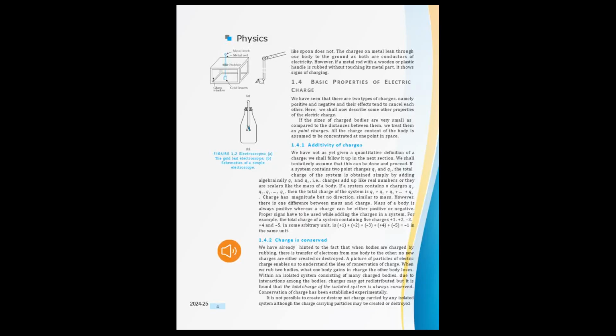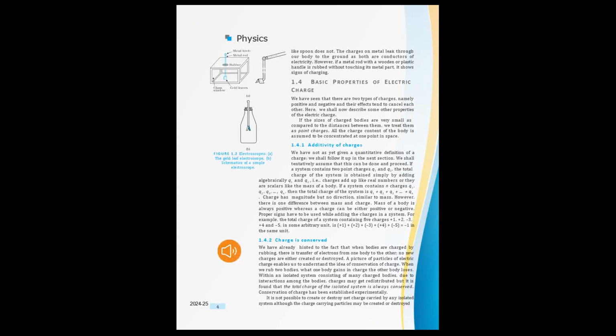That is, the charges add up like real numbers, or they are scalars like the mass of a body. If a system contains n charges Q1, Q2, Q3, etc. up to Qn, then the total charge of the system is Q1 plus Q2 plus Q3 and so on up to Qn. Charge has magnitude but no direction, similar to mass.